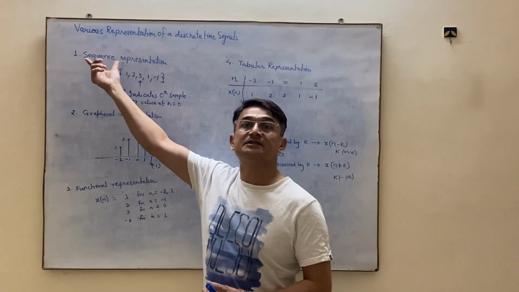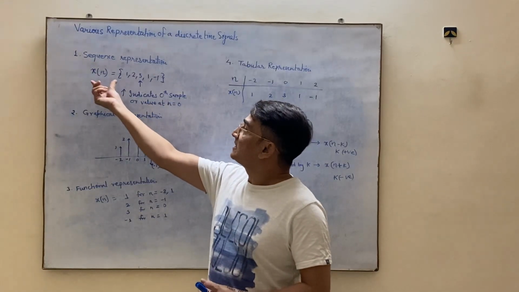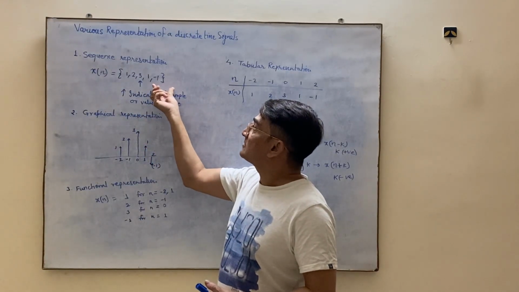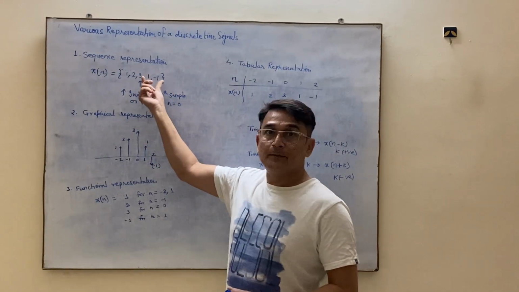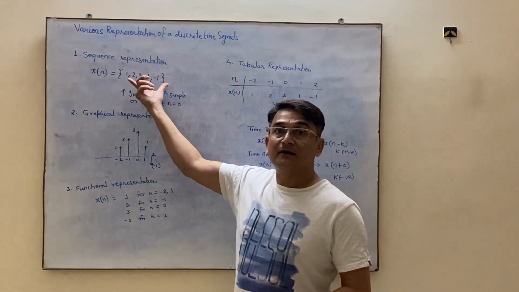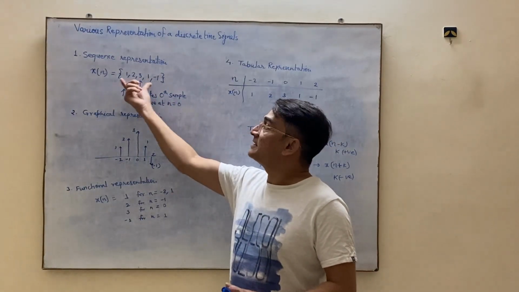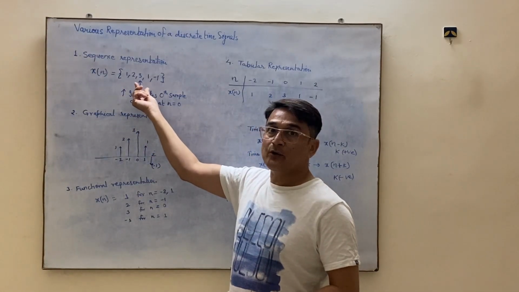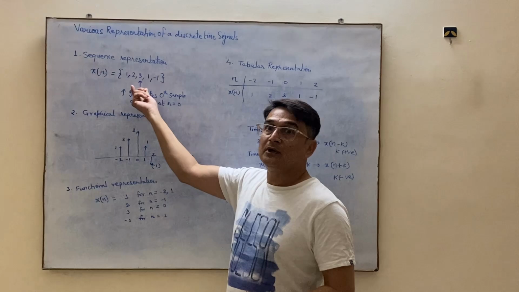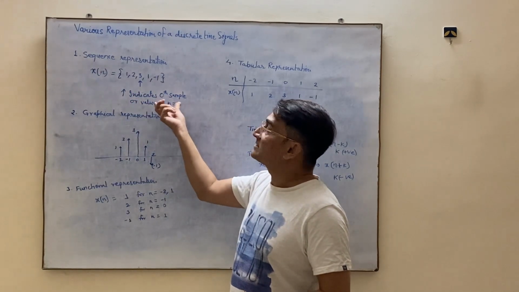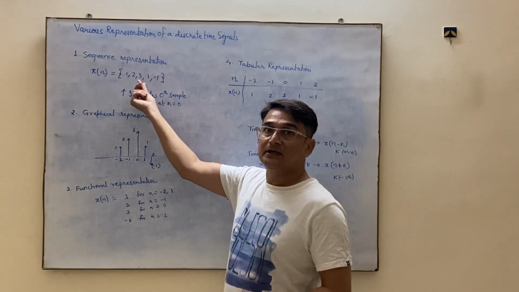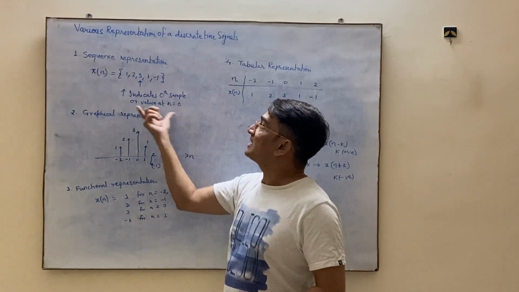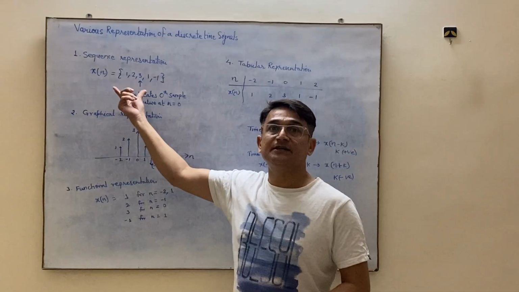The first representation is sequence representation. The sequence representation is x of n equals 1, 2, 3, 1, minus 1. All the numbers are separated by commas and they are under a curly bracket. This sort of representation is called a sequence representation. And as you can see, there is an arrow below a number; this arrow indicates the zeroth sample. That means this value 3 represents n equal to 0. Such a representation is known as sequence representation.